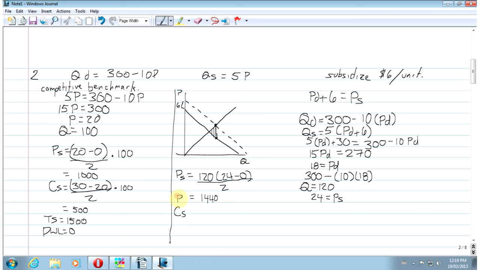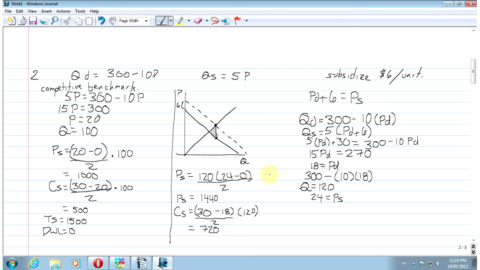And consumer surplus is going to be similar, right? Their maximum willingness to pay is still 30 from before, and we'll carry that all the way through the questions. I'm not going to reinvent the wheel here. Divided by 2 times 120 is 720. Okay, so consumer surplus has gone up and producer surplus has gone up, but we don't live in a vacuum, so we have to pay for this somehow.